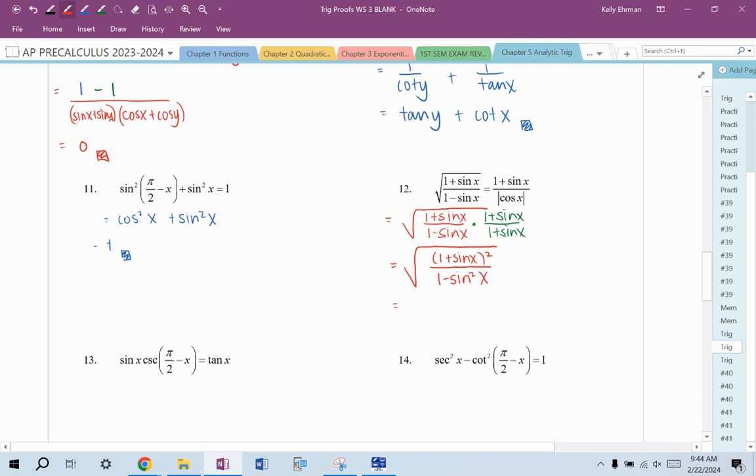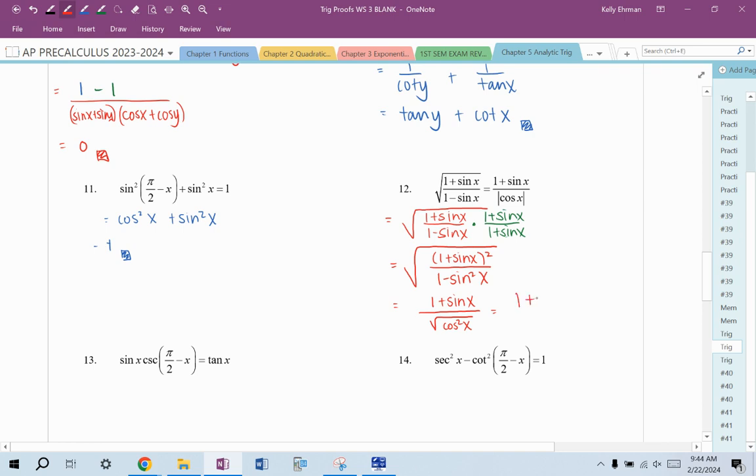Okay, now you're square rooting a fraction. Remember, that means you can square root the top and the bottom. So the square root of 1 plus sine squared is 1 plus sine x. Now, what about this denominator? Well, it's still under a square root. I can rewrite 1 minus sine squared as cosine squared x, and the square root of cosine squared is cosine x.